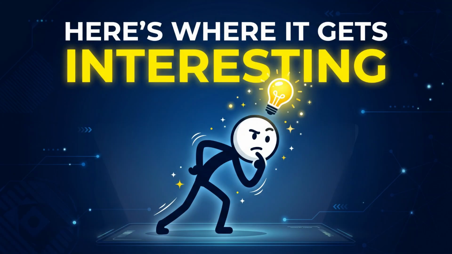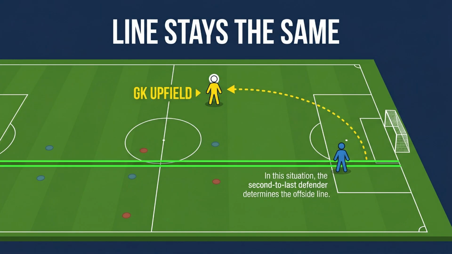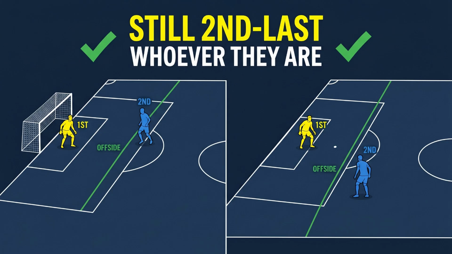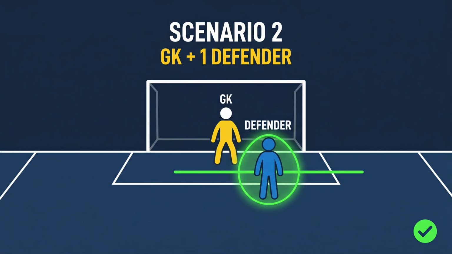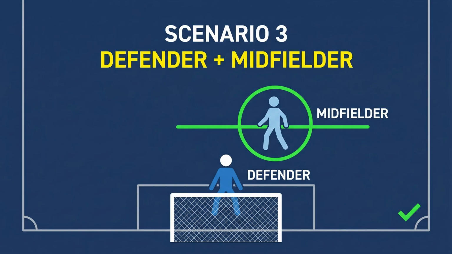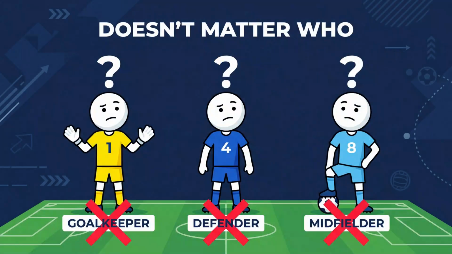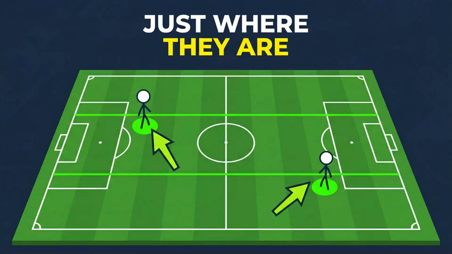But here's where it gets interesting. If the goalkeeper is off their line, playing as a sweeper, wandering upfield like they're Ederson, the rule does not change. It's still the second-to-last opponent. Could be 2 defenders, could be the goalkeeper and 1 defender, could be a defender and a midfielder who got caught upfield. The rule does not care who they are, just where they are.